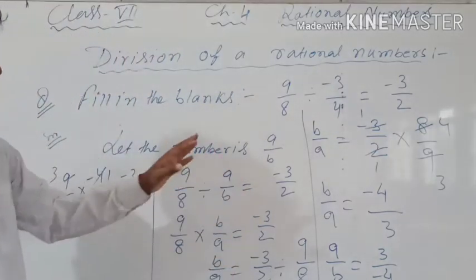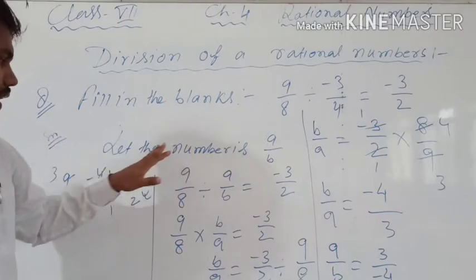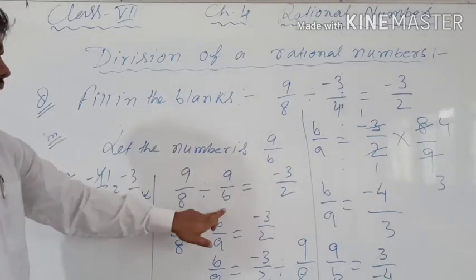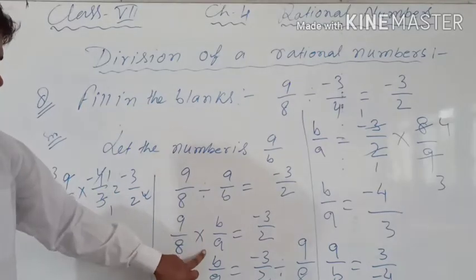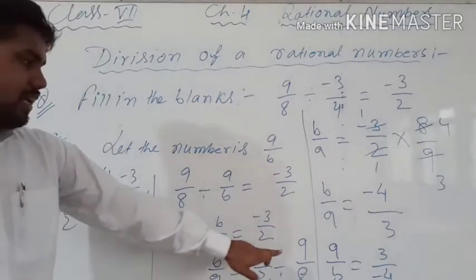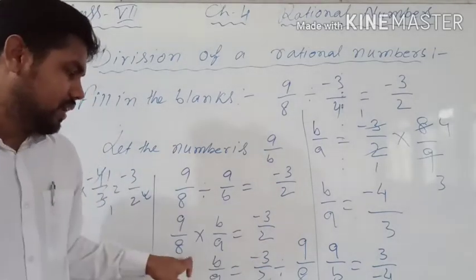I am recapping once again. I am revising. अगर इस तरह का कोई भी क्वेश्चन आता है, we will consider first the number, required number is a by b. a by b अगर होता है, इसका रेसिप्रोकल निकालेंगे, b by a हो जाएगा. अब this we will take into that side. अगर ये हम लोग इस साइड में लेते हैं, so it will be divided. So b by a will be minus 3 by 2 divided by 9 by 8.